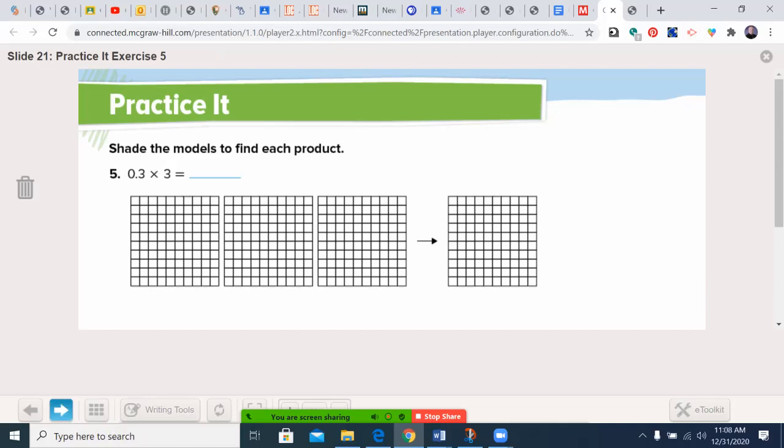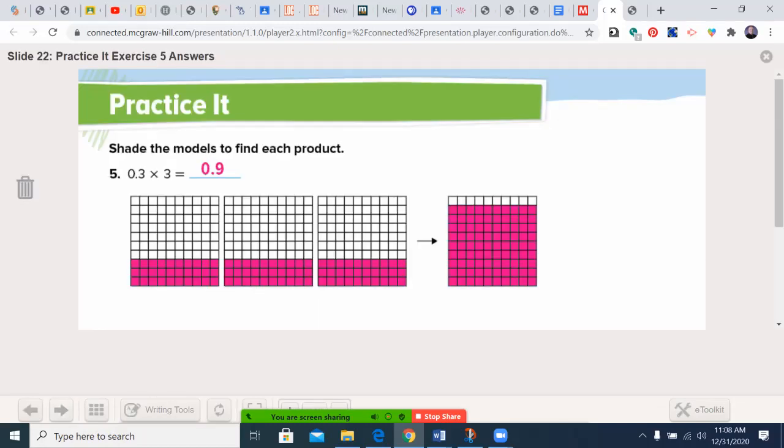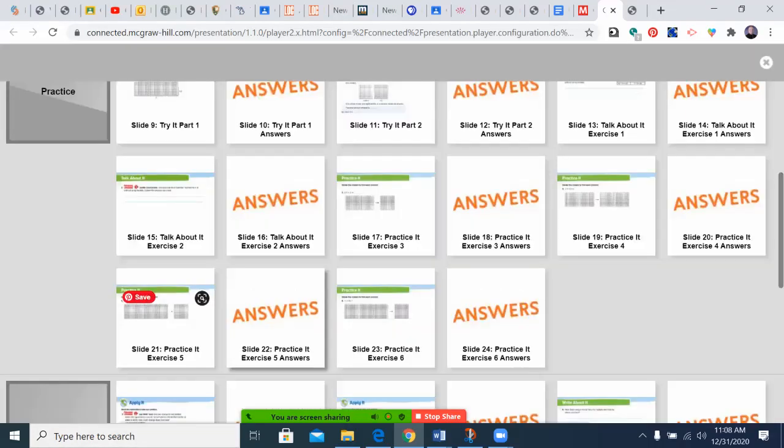Welcome back. Let's see how you did. 3 groups of 3 is 9. 3 groups of 3 rows is 9 rows, which doesn't quite fill a whole one, so it's still 0 wholes and 9/10. Let's move ahead to number 8.